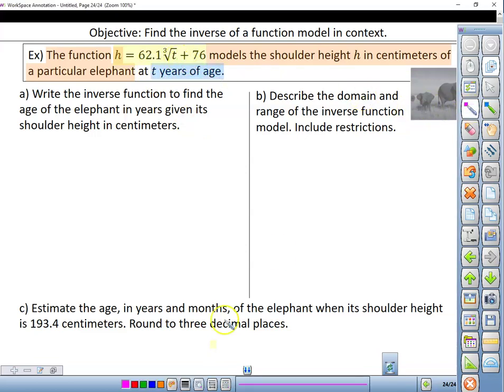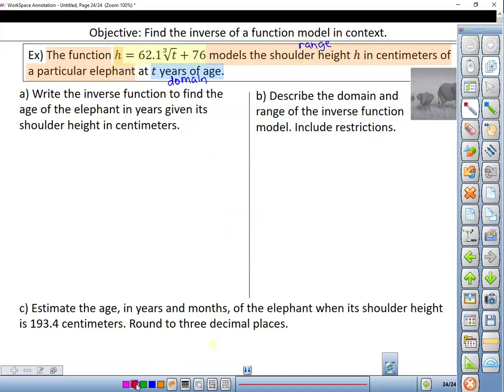Based on the structure of the function, t is embedded in the function rule. That makes it our independent variable, telling us the t values are the domain of this function. And h, which is isolated, is then the dependent variable, and its values would then be the range. So the shoulder heights are the range values of this function.